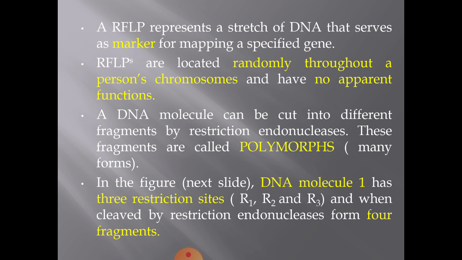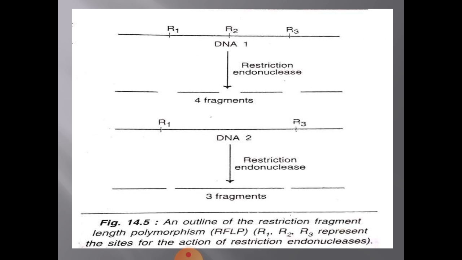Normally these RFLPs are located randomly throughout a person's chromosomes, and apparently they don't seem to have any functions. Now, you can cut a DNA molecule into different fragments by restriction endonucleases, and whatever fragments you get are called polymorphs. Poly means many, morph means forms. Now, let me explain this diagram.